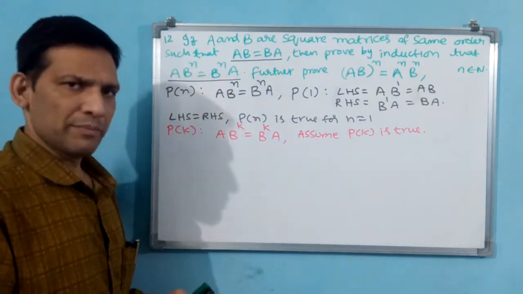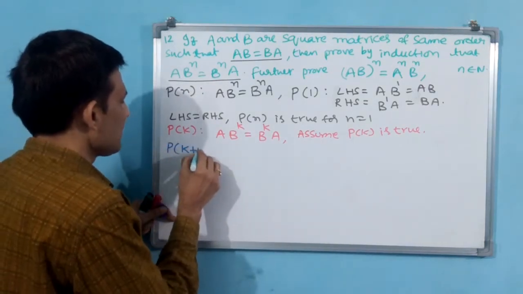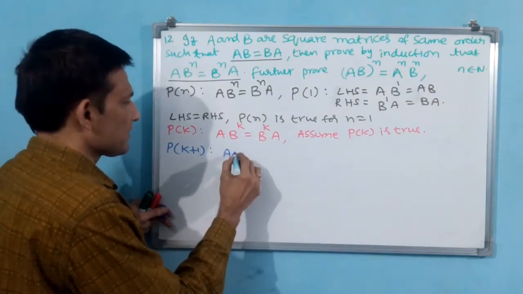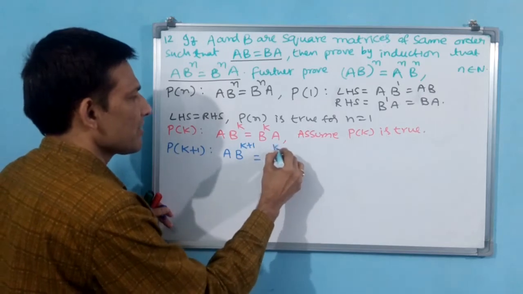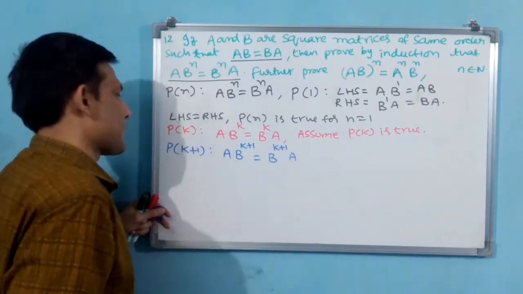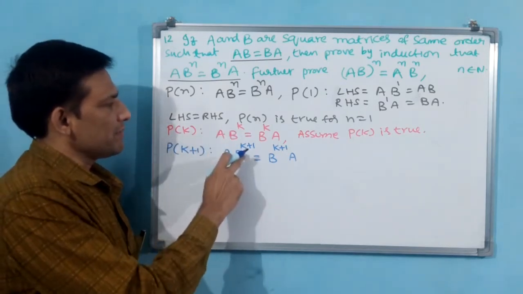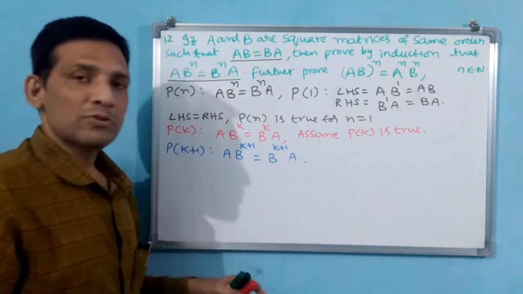Now P(k+1), you have to do P(k+1). Write down P(k+1): wherever k is there, there you keep k+1. AB power k+1 is equal to B power k+1 into A. Okay, now what you have to do?